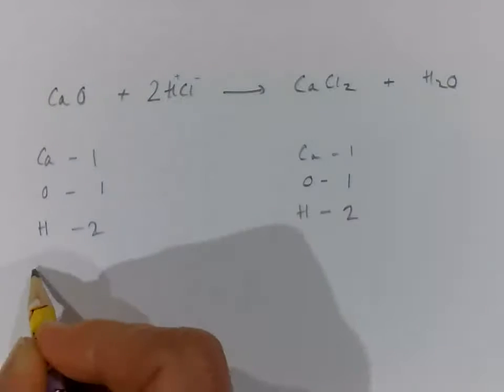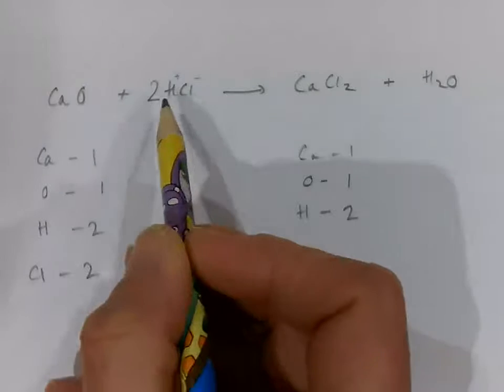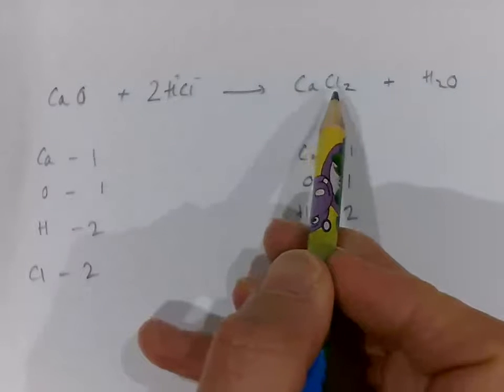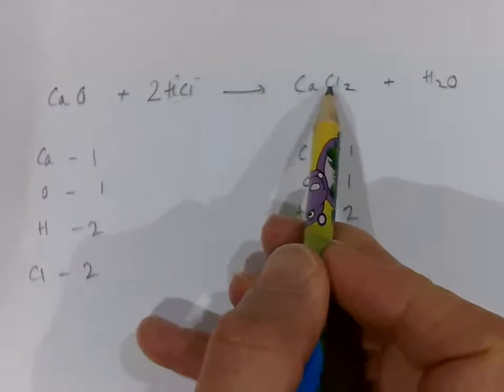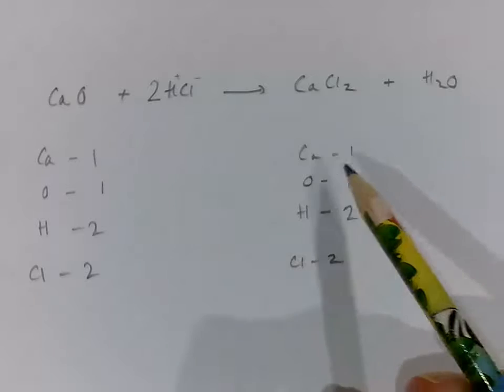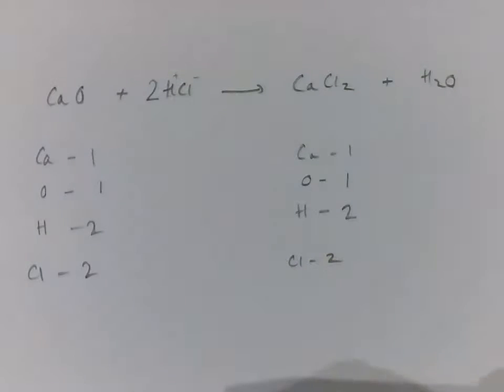So let's do the chlorines last. So I've got 2 chlorines on this side because I've got a large 2. I've got 2 lots of hydrogen chloride. And over on my products, I have got 2 chlorines as well. Let's just check. 1-to-1, 1-to-1, 2-to-2, 2-to-2. So I'm happy and my equation is balanced.